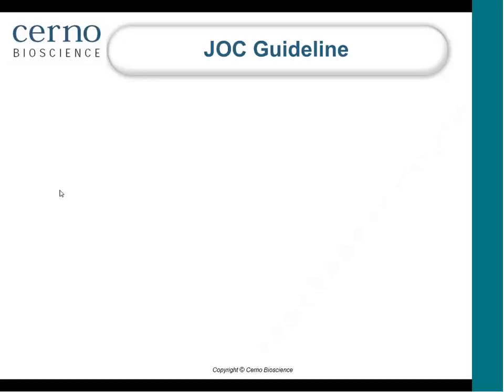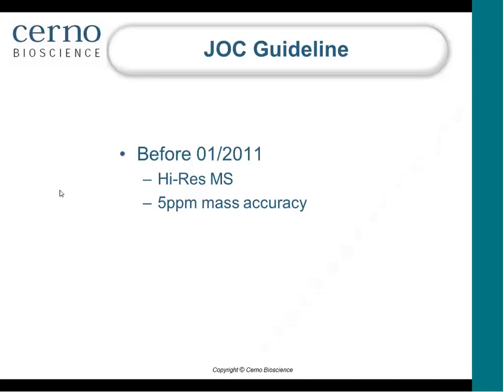In terms of unknown formula identification, or elemental composition determination to be more accurate, the Journal of Organic Chemistry guideline is perhaps a pioneer in the field in terms of specifying what may be required for organic compound confirmation or unknown identification. The first generation of the guideline calls for high-resolution mass spectrometry to be used to identify or confirm any organic compounds to within 5 parts per million mass accuracy, and that has become an industry standard.